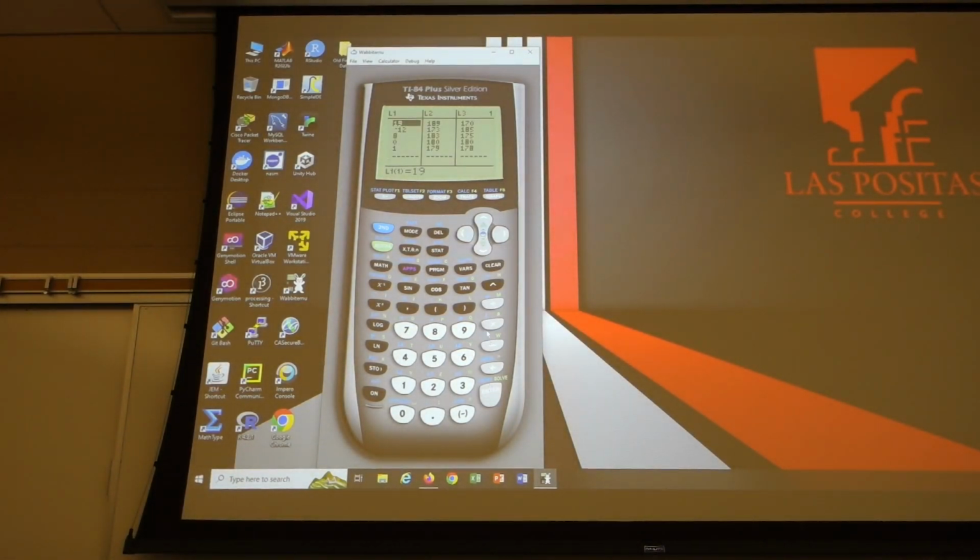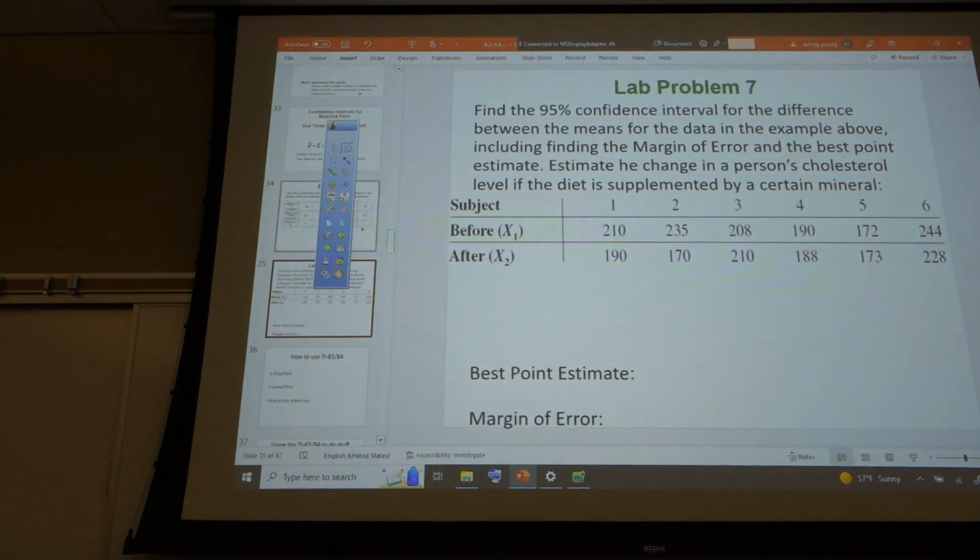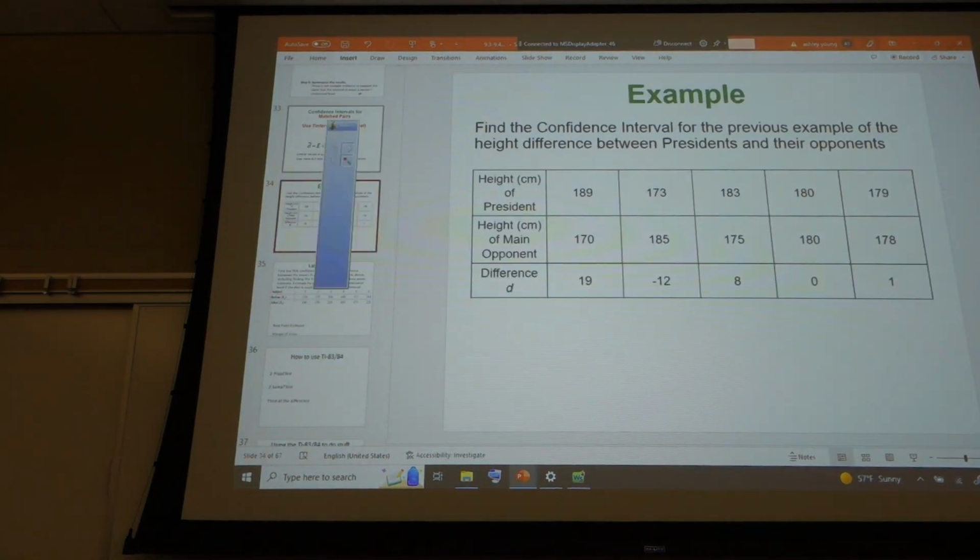Okay, I have the wrong stuff in there. But you're going to do stat, test. So for mine, I would do stat, test, T interval. And again, data, list 1, frequency 1, confidence level 95%. And there I get my interval, my X bar, and my S. Yours is going to be different because this is for this sample, I believe.